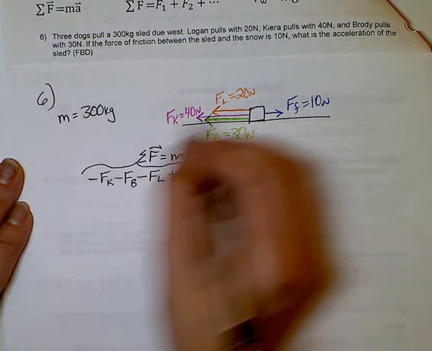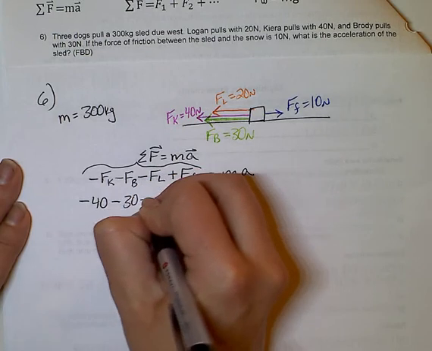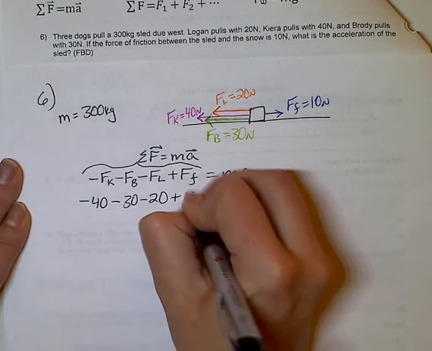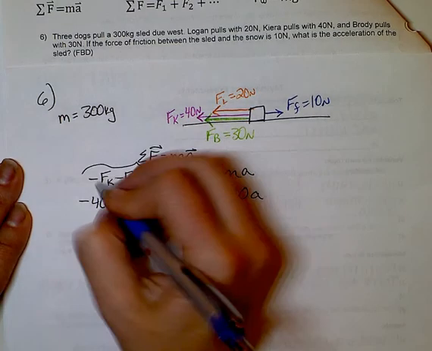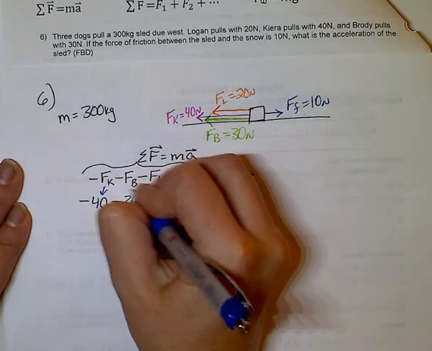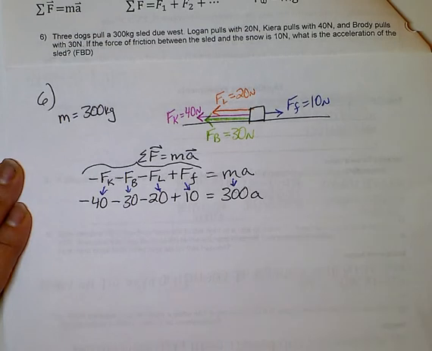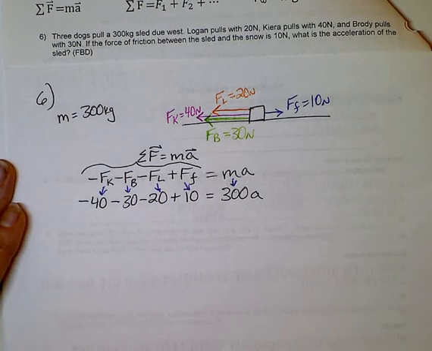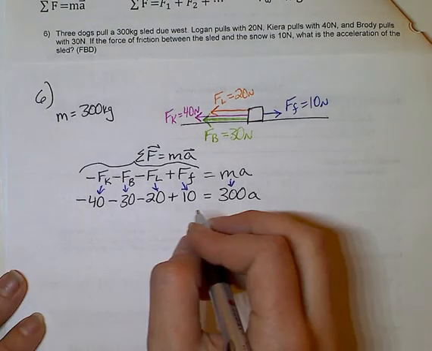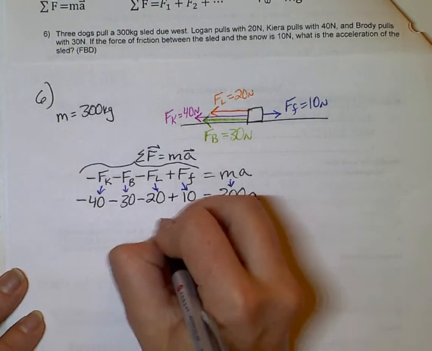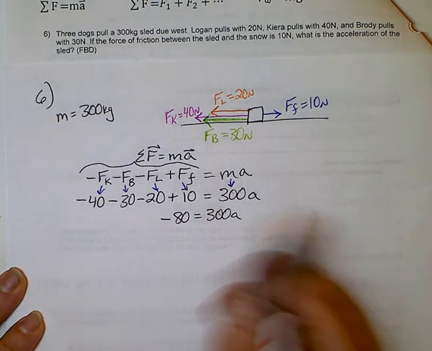I've got minus 40 for Kira, minus 30 for Brody, minus 20 for Logan, plus force of friction, which is 10, equals 300A. So all I did here was plug in these values from my free body diagram. I'll add all these together, and I get negative 80 is equal to 300A, and that's the net force. It's just another way to say net force.